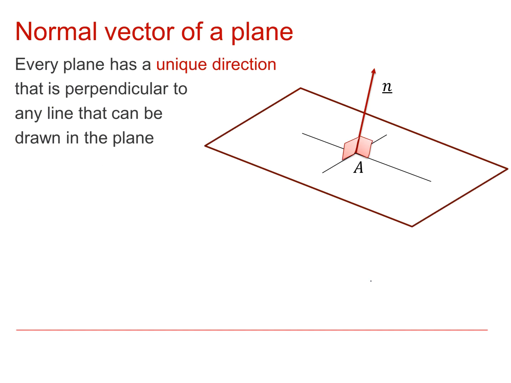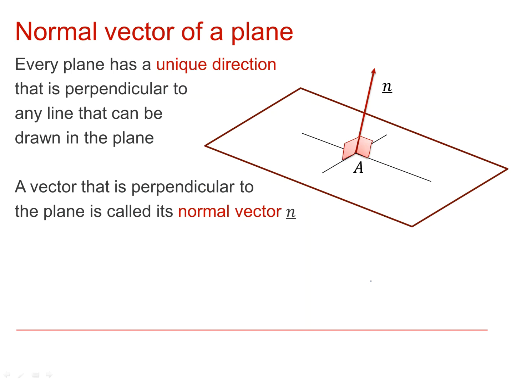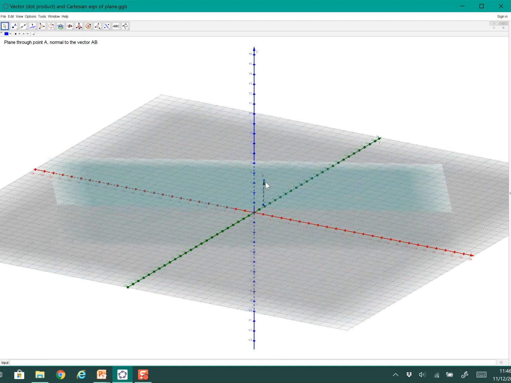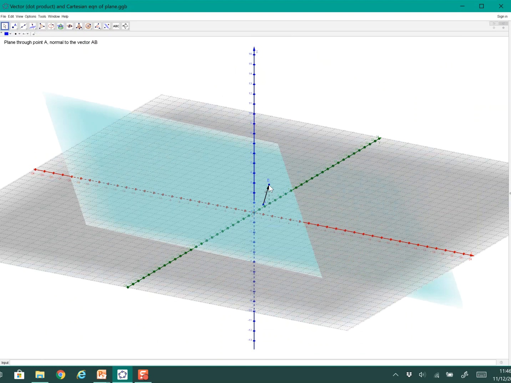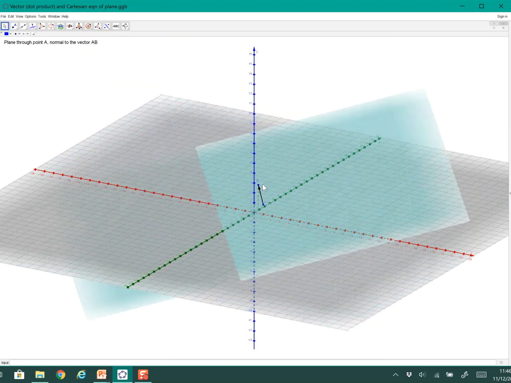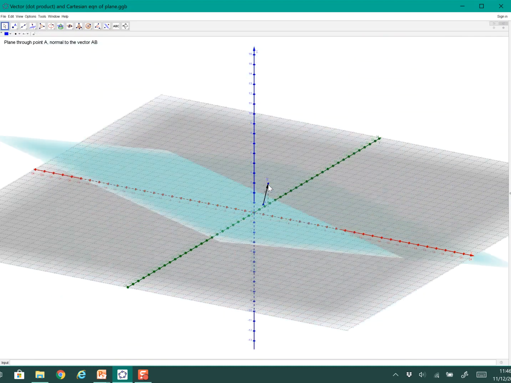Every plane has a unique direction that is perpendicular to any line that can be drawn in the plane. A vector that is perpendicular to the plane is called its normal vector and is written n. Let's have a look at what this looks like in 3 dimensions. Here we have a normal vector that I'm moving around. You can see the plane, which is the set of all lines which are perpendicular to that normal vector. You can see that that direction is unique for that particular plane.